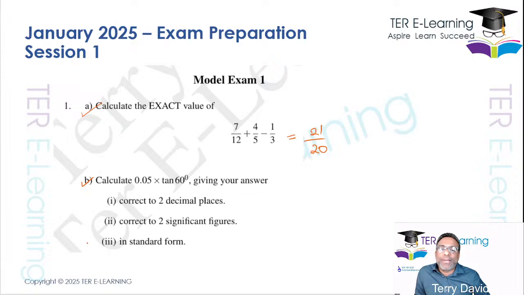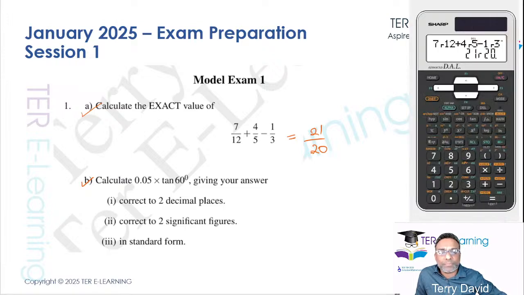All right, the next part here, we want to calculate 0.05 multiplied by tan 60, but I'm asking you to write your answer in several different ways here: decimal places, significant figures, and standard form. So the first thing I would do is to actually work out 0.05 multiplied by tan 60. So let's pull this up again. Right, so that is 0.05 multiplied by tan 60, and we're going to get this answer here.